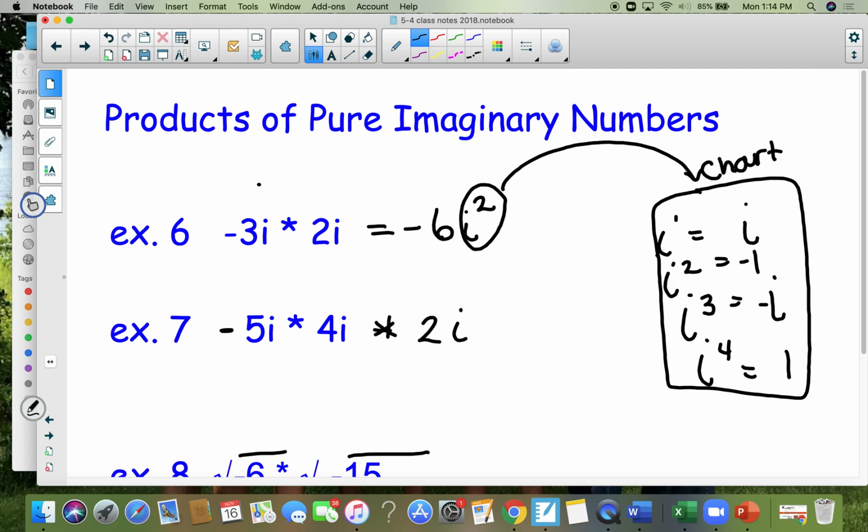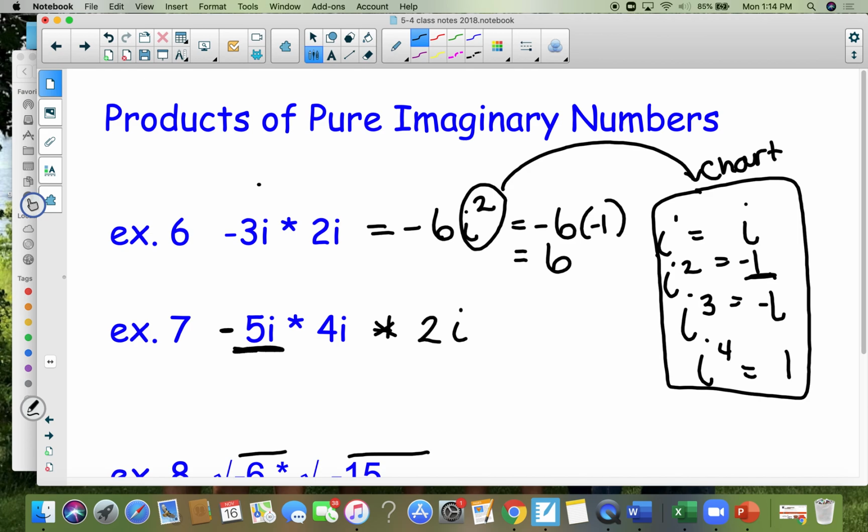And i squared is the same thing as a negative 1. You're going to leave the negative 6, and replace the i squared with the negative 1. A negative 6 times a negative 1 is a positive 6. So that's your final answer.